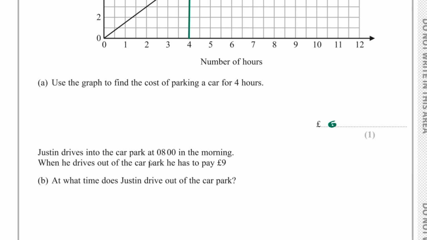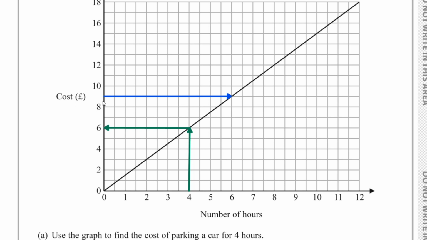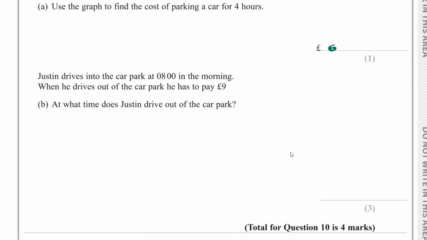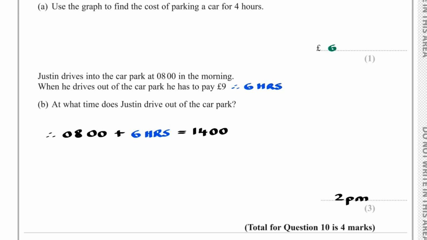Justin drives into the car park at 8 AM in the morning. When he drives out of the car park, he has to pay £9. At what time does Justin drive out of the car park? So if he pays £9, that means the number of hours is 6. So we have 6 hours. So he drives into the car park at 8 AM. We add on to this 6 hours, and it turns out the time he leaves is 2 o'clock in the afternoon.